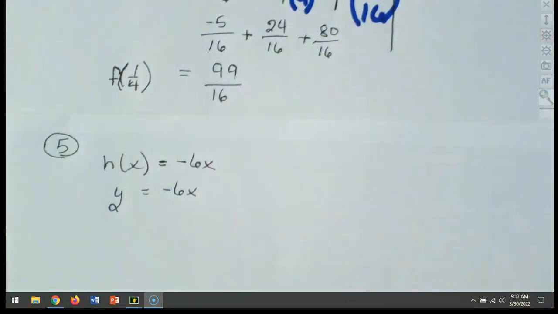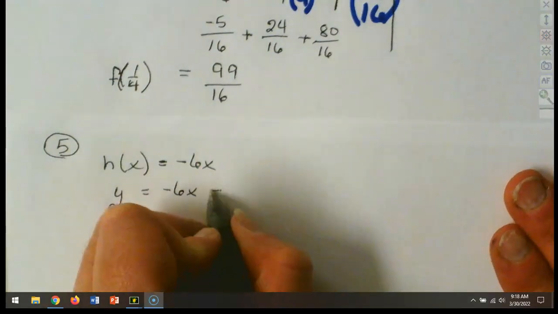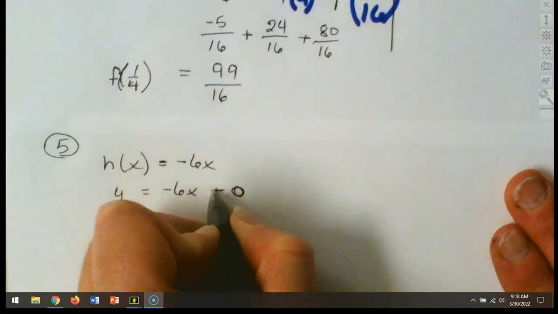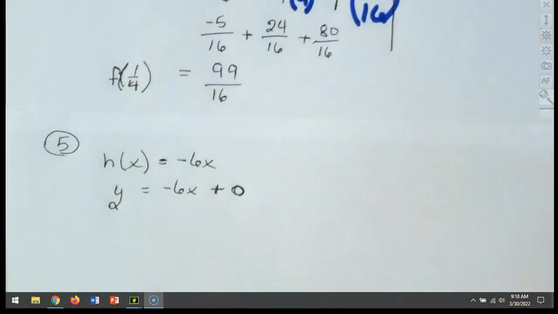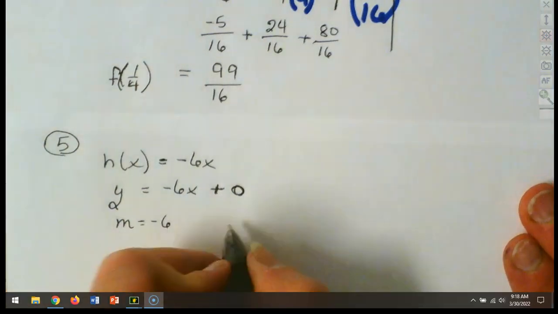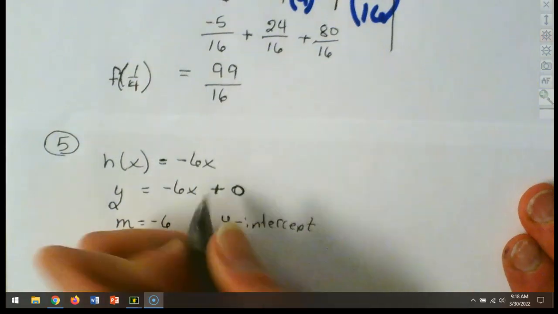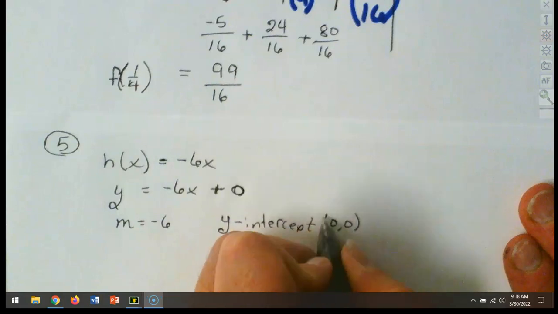Now, how would we go about graphing this? Well, when we go to graph this, we need a slope and we need a y-intercept. But there's no number on the end, is there? So we don't have to, but sometimes I just write it as a plus 0. That makes it a little bit easier. Now we can clearly see that my slope is a negative 6 and my y-intercept is the origin at 0, 0.